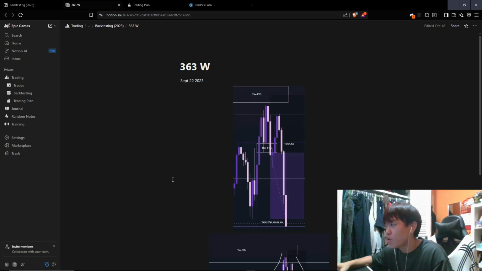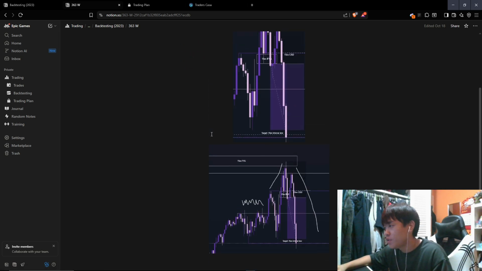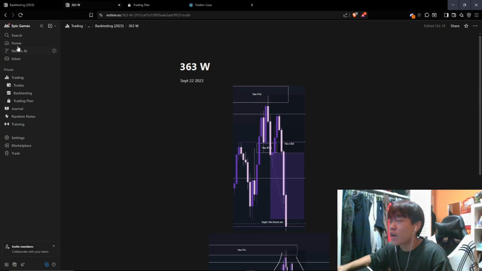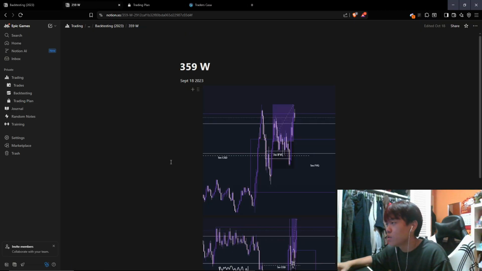You could just check it. It's all green. See, this is just beautiful. Look, this is what I'm talking about with entry. What I'm saying is, you don't necessarily need to sweep a high or a low. You could literally take it off of fair value gaps. A retracement off of a fair value gap is good enough confirmation.